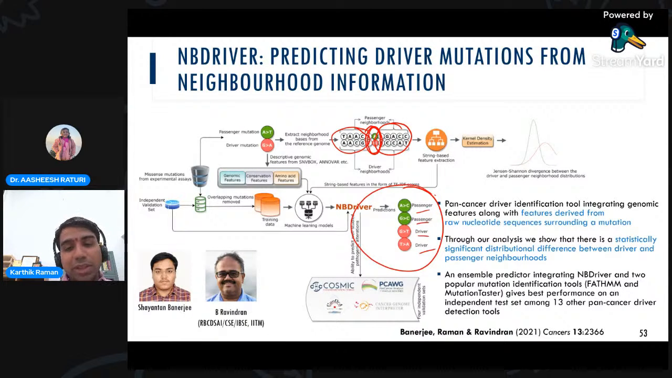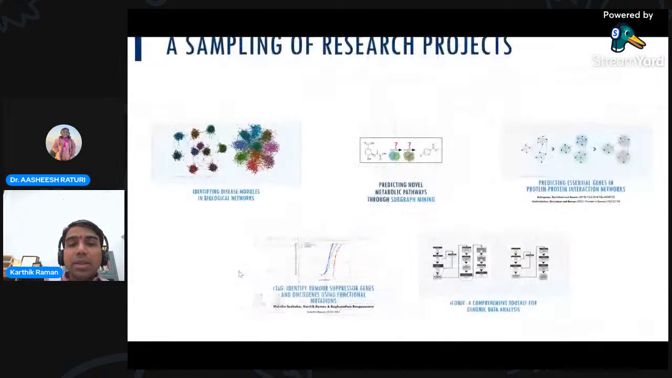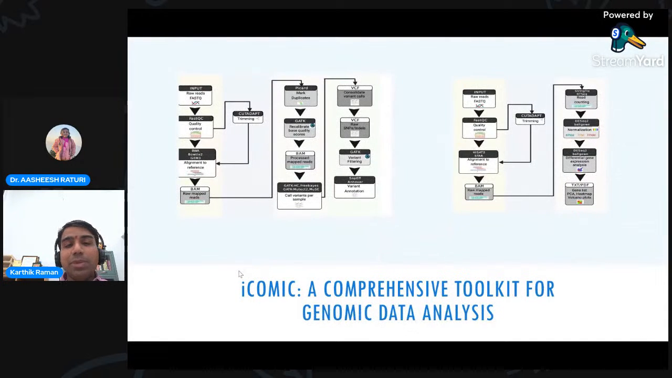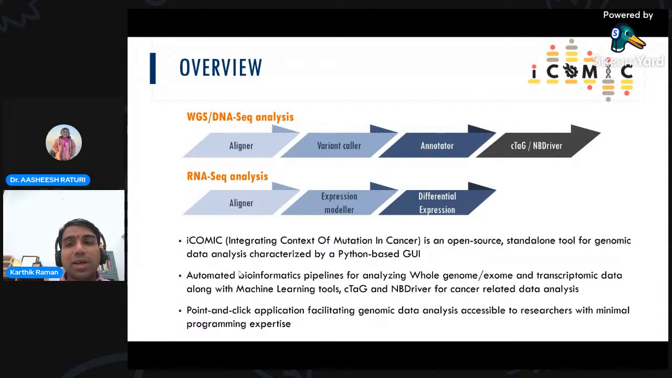And this was again fantastic work that was done by Shayantan, again with Professor Ravindra. And finally, I'm just going to give you a toolkit that we've recently developed. For those of you who are looking to tinker around with genomic data, this figure shows that there are a lot of complex steps involved. If you want to get around all of this complexity, you can use our tool called iComic, which can do all of this.